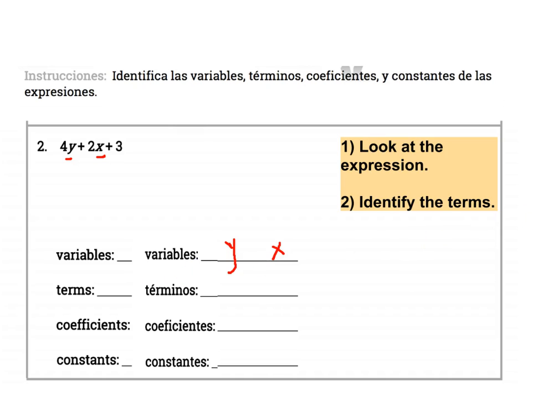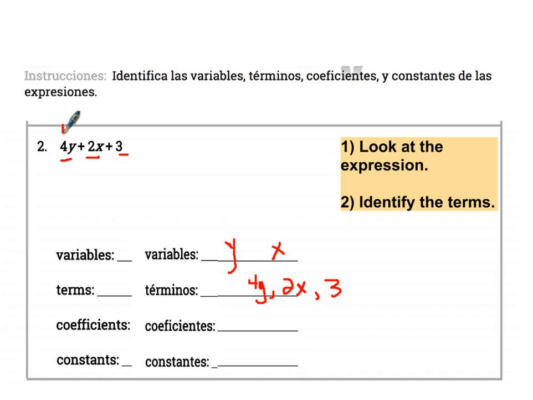Now I have terms. I want to know how many terms I have in this expression. And I know that a term can be a coefficient and a variable. So there's a term. There's another coefficient and a variable. And there's a constant. So the terms that I have for this, 4 times y, 2 times x, and 3.